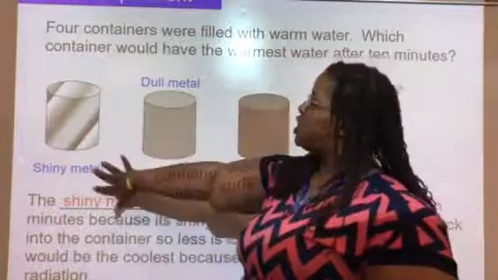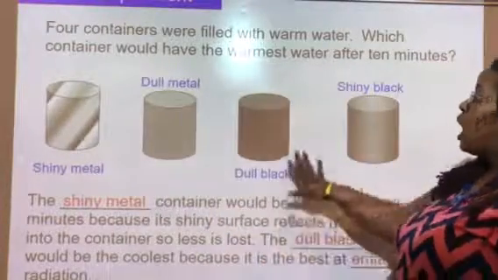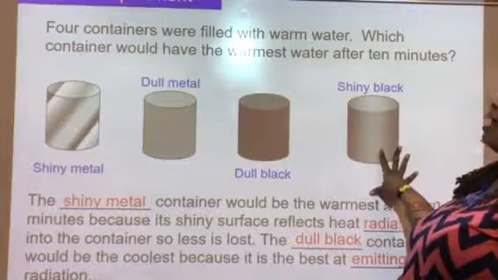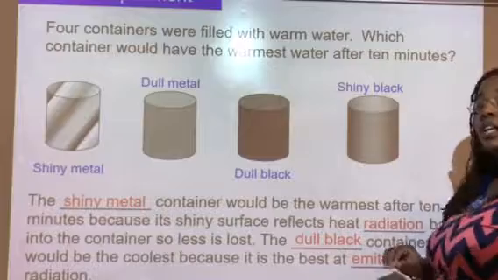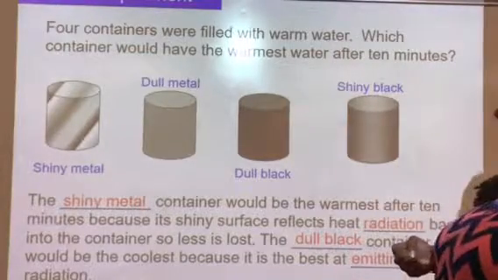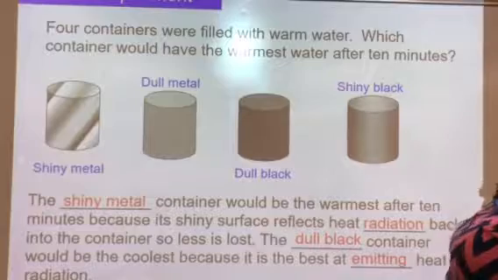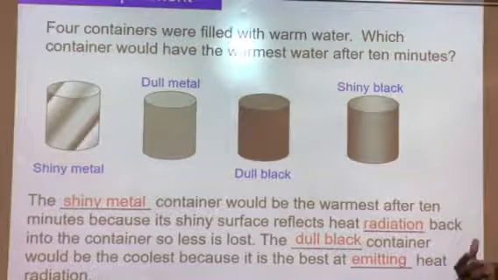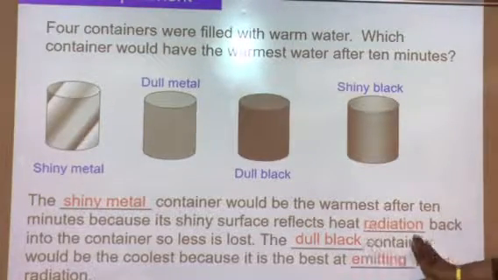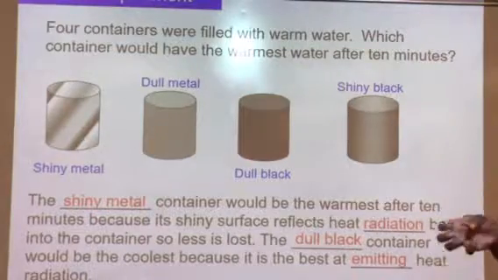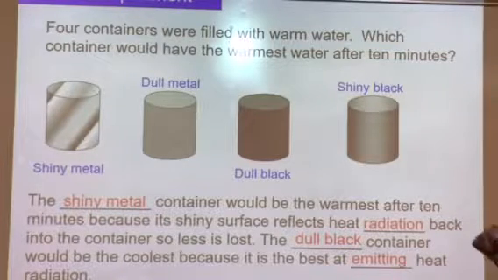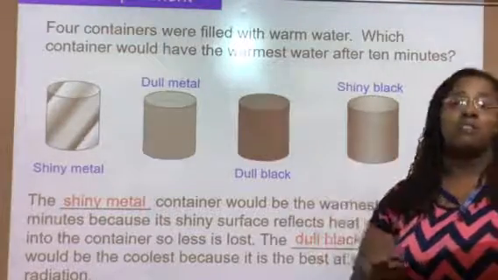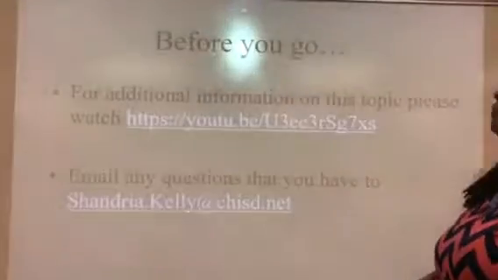If you had shiny metal, a dull black color, or shiny black, and the question was asked, which of the following would be warmer after 10 minutes? Well, if you think about it, the shiny metal container would be warmest after 10 minutes because its shiny surface reflects heat, this radiation, back into the container. So what's inside of that container will definitely stay warmer. The dull black container would be the coolest because it is best at emitting heat. It's going to give it off. So that's going to be the big thing as well.